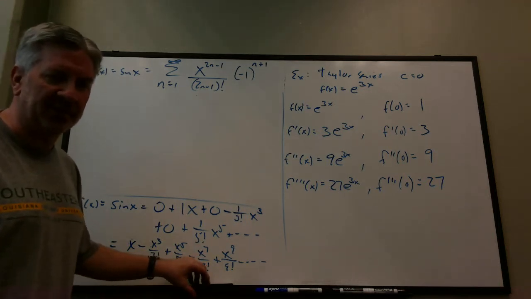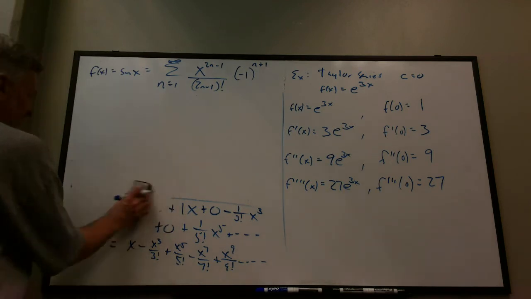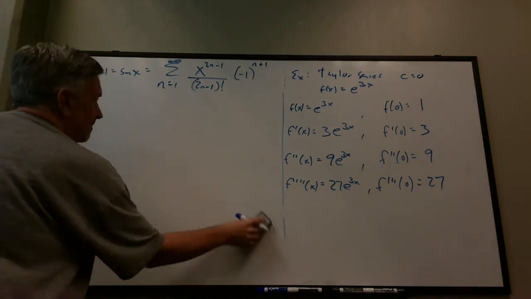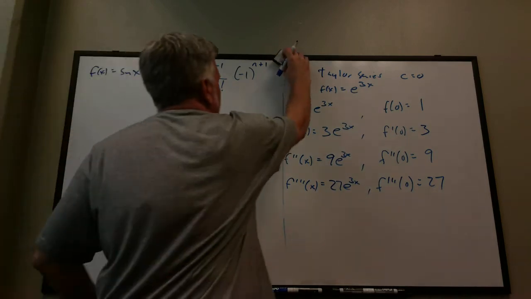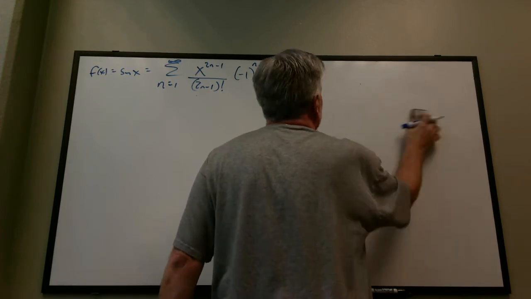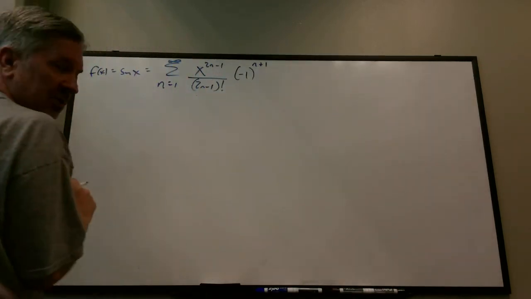So that's the first part. And then the second part says, then determine the interval of convergence. Okay. So we have our power series representation. We know how to find the interval of convergence for a power series. Remember, we just used the ratio test. So I'm going to use the ratio test here.